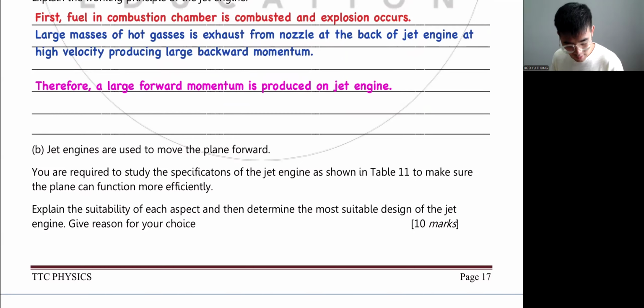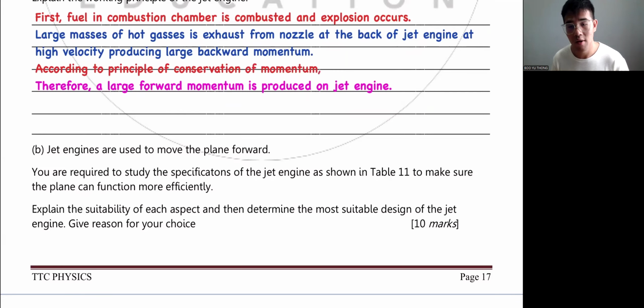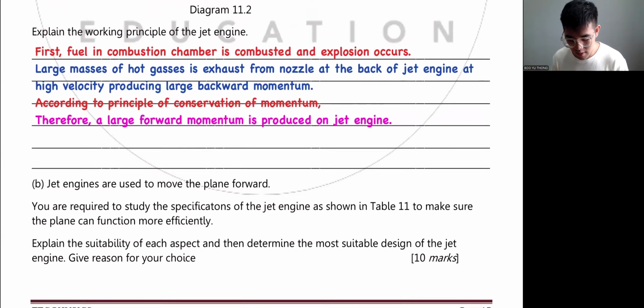So we have to give credit to people, right? You have to give credit and say according to the principle. You don't have to mention Newton, just mention the name of the principle. So according to the principle of conservation of momentum, comma, then now this time, same thing.